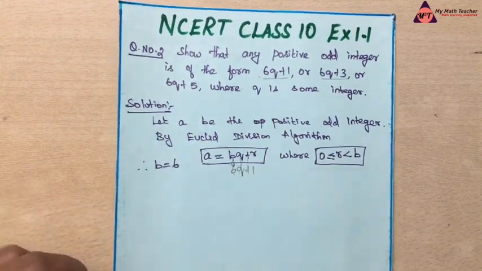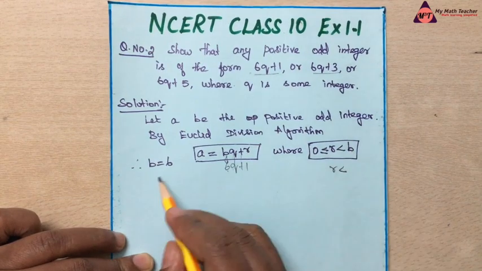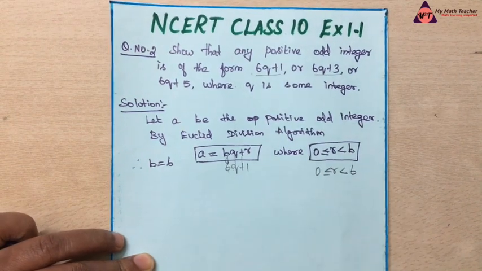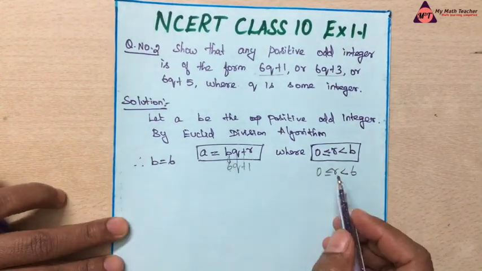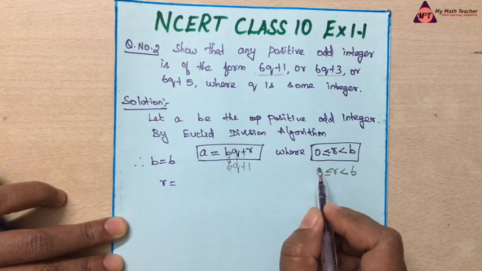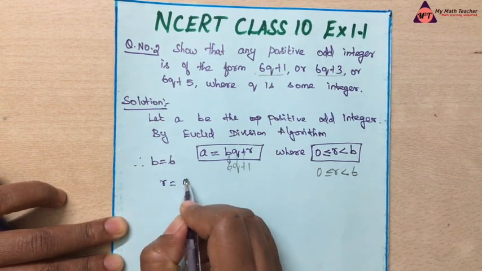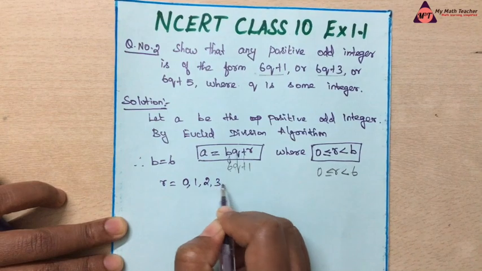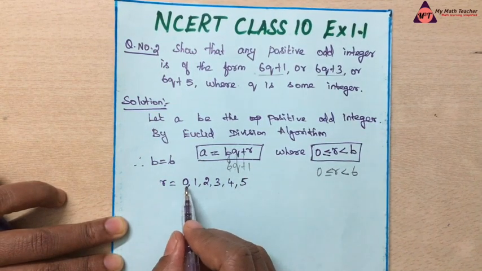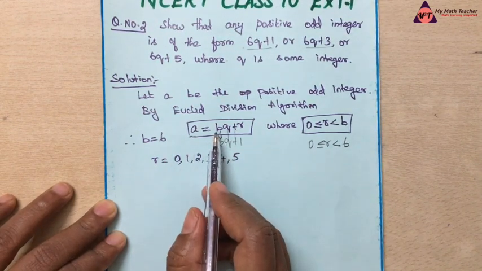How? Let us see. Now r is less than, what is the value of b here? 6. And it should be greater than or equal to 0. Now we can find the r values. So r can be, the least number will be 0 and it should be less than 6, which is up to 5. So 0, 1, 2, 3, 4, 5. These are the possibilities of remainder. So, starting from 0, we are applying all the values in this condition.